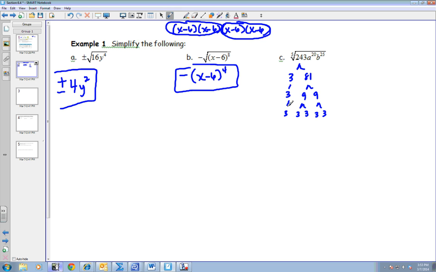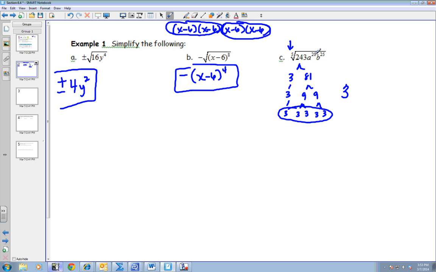Okay, so I'm done breaking down 243. I'm looking for groups of 5. So I have to have 5 in a group in order to take it out from underneath the radical. Well, I just happen to have 5 threes. So I'm taking out all of these threes. Okay, so far I know I can take out a 3.